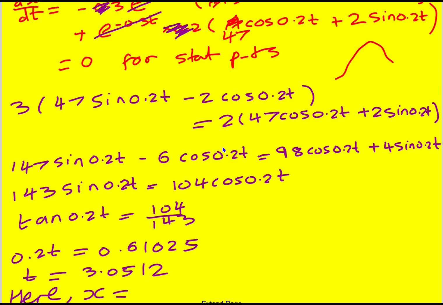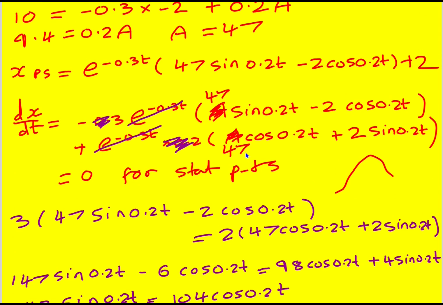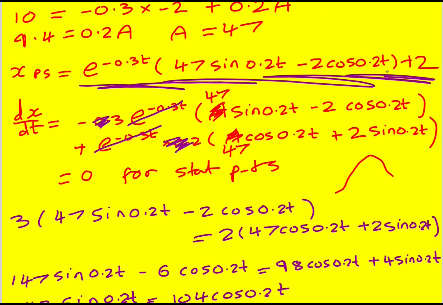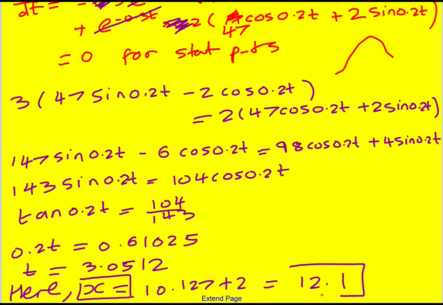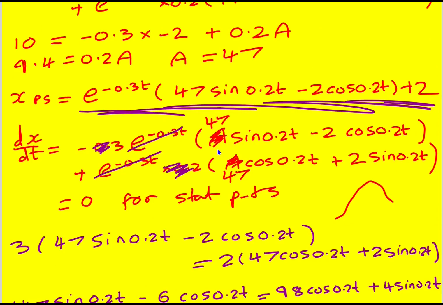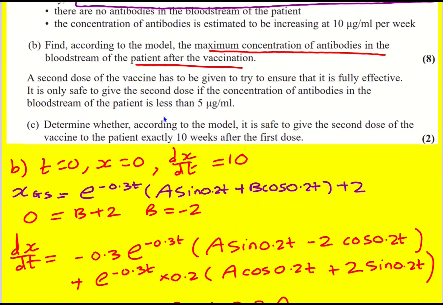x is going to equal, right, this is why you did need the particular solution. Sub in your value of t into here. If I look at the first part with the exponential, this gives 10.127, add on the 2, and we get 12.1. So that is our maximum concentration, where is it, all the way back here, of antibodies after the vaccination.